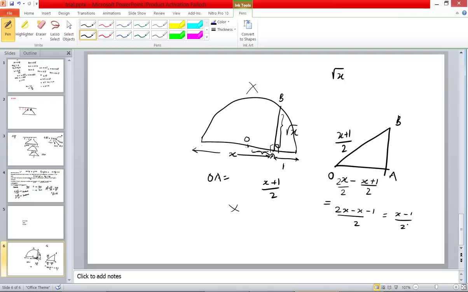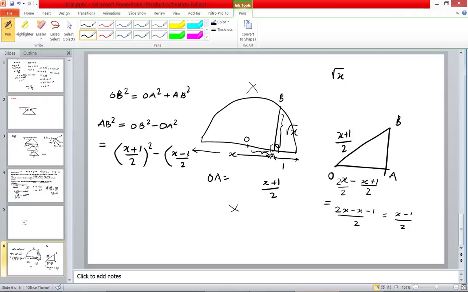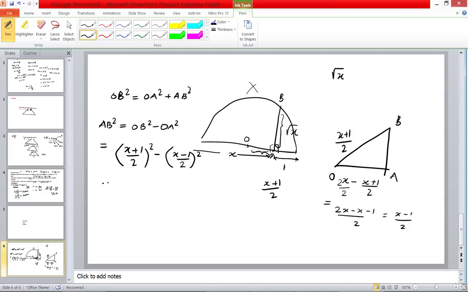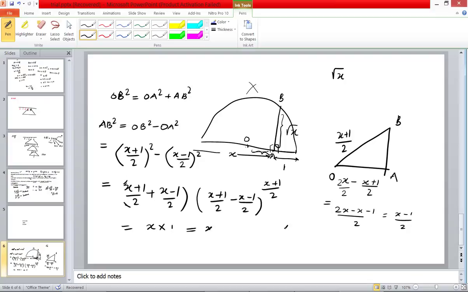Now using Pythagoras theorem, you know that OB square is equal to OA square plus AB square. So AB square should be equal to OB square minus OA square. This would be equal to ((x plus 1) divided by 2) whole square minus ((x minus 1) divided by 2) whole square. So you already know the formula A square minus B square is (A plus B) into (A minus B). So this is equal to x into 1, that is x. AB becomes equal to root of x. So that is why this value is actually equal to root x.